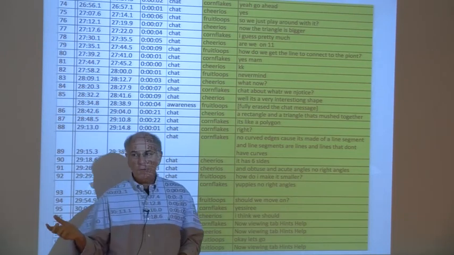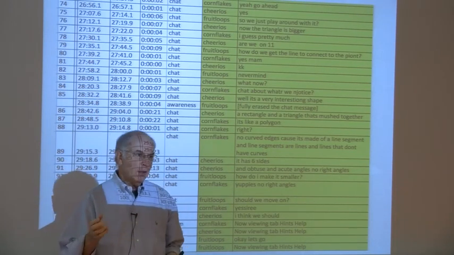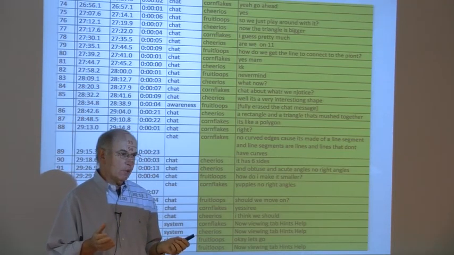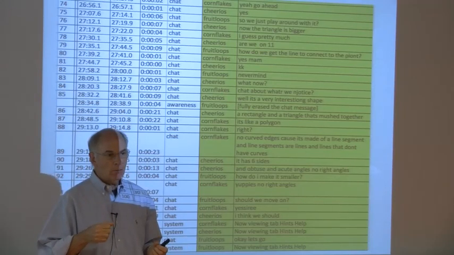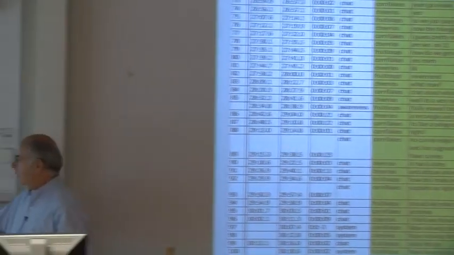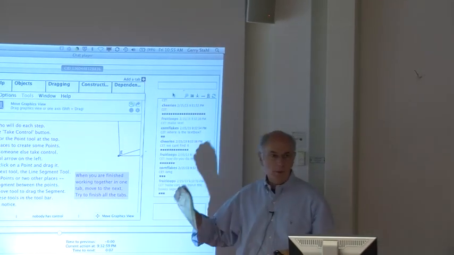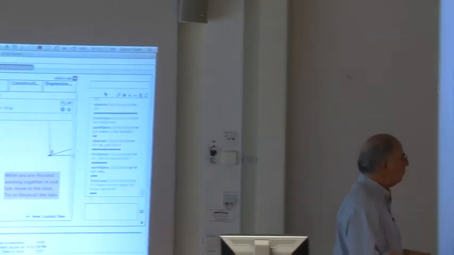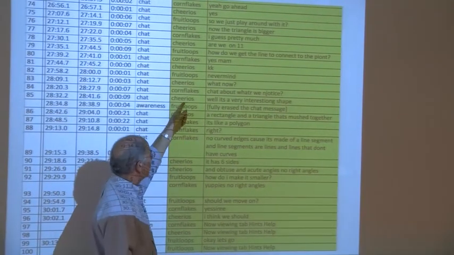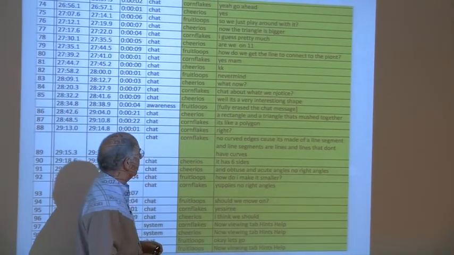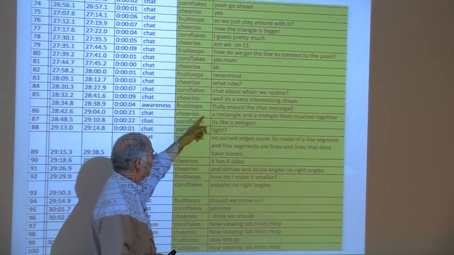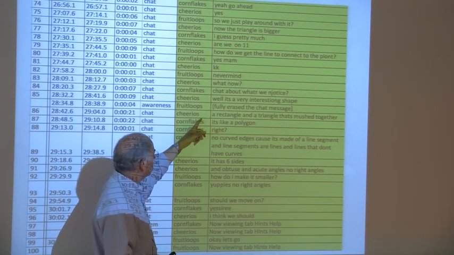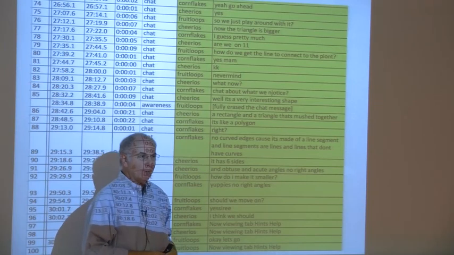So when I wrote the instruction, I wanted them to chat about dynamic geometry elements. That we can drag things in different ways, and maybe some points we can't drag, and if I drag this point here, then the lines that come from it move and so on. But instead, Cheerios' comment is, it's an interesting shape. And Fruit Loops starts to say something but decides against it. Cheerios says, a rectangle and a triangle that's mushed together.